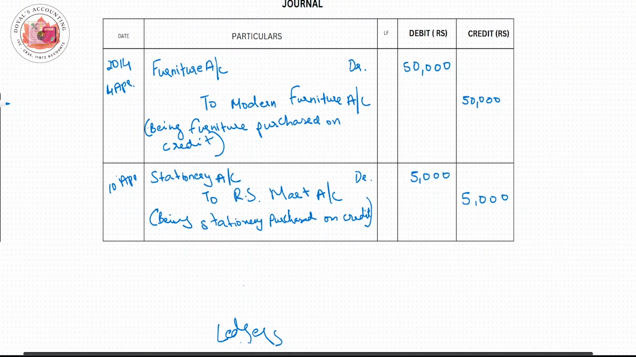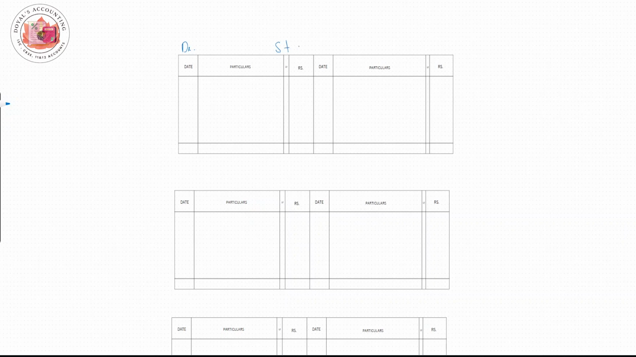Now we will open two ledgers, with stationery and RS Mart. Stationery account, 2014 10th April, to RS Mart 5,000. My next ledger account will be RS Mart account. I have credit here, debit here. 2014 10th April. By stationery account 5,000.